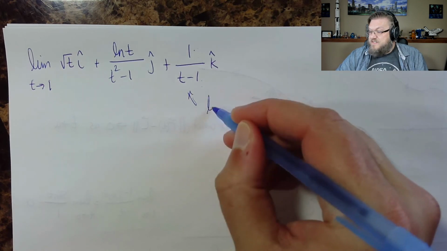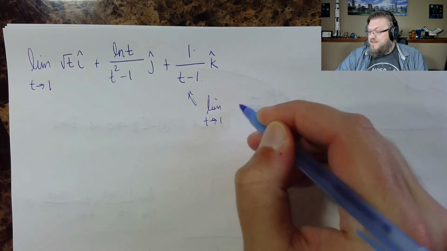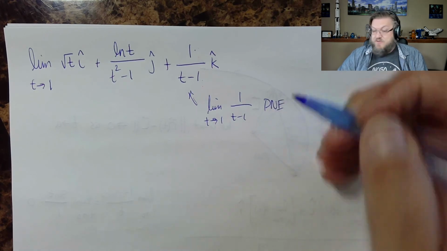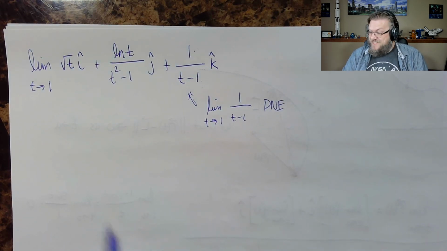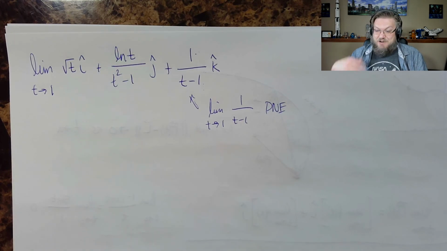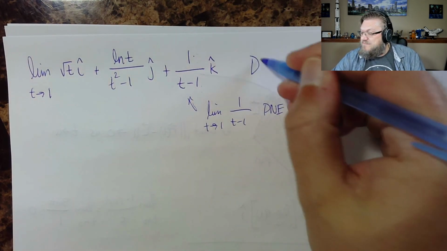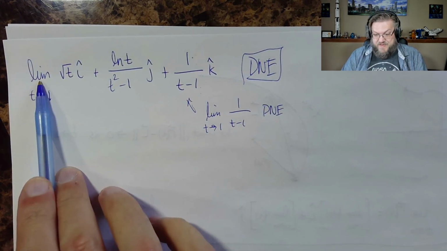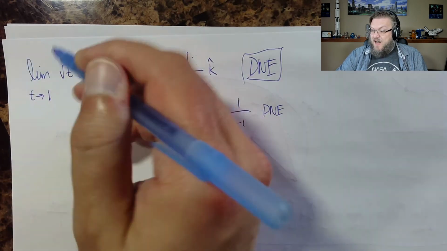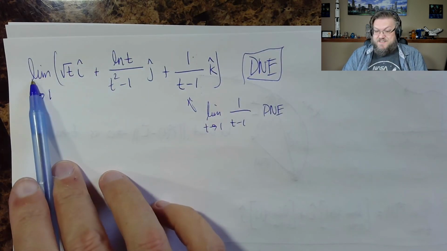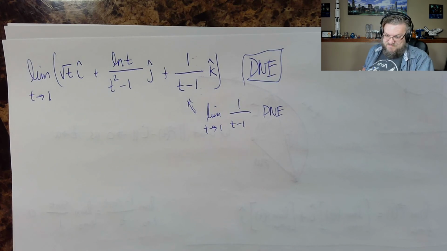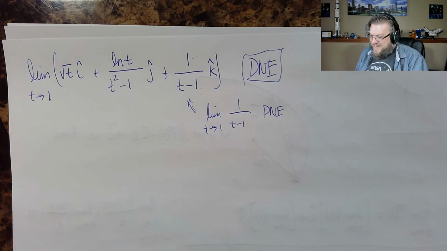Yeah? And so right there, I can tell that this limit is not going to exist. So the limit as t goes to 1 of 1 over t minus 1 does not exist. So that means I'm done. I don't even have to look at these other two components. I already got one thing that broke it, right? And so this whole limit does not exist. The limit of this vector does not exist because the limit of this component doesn't exist. Okay? Hopefully that makes sense.